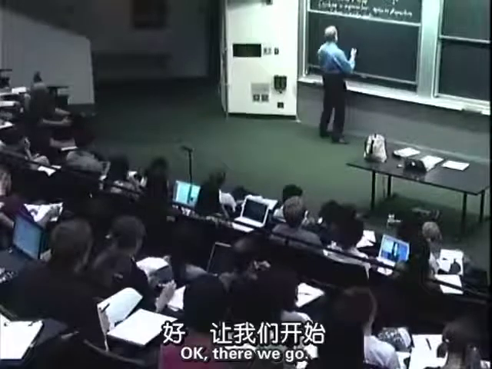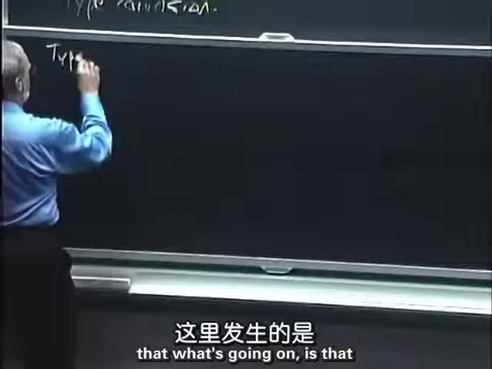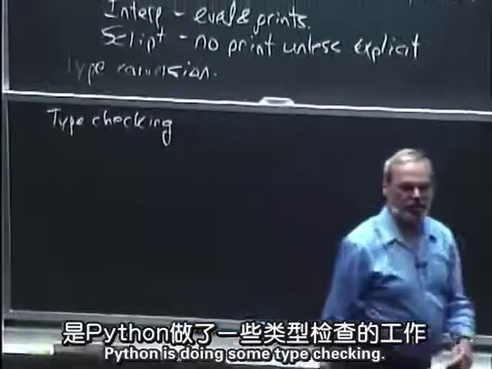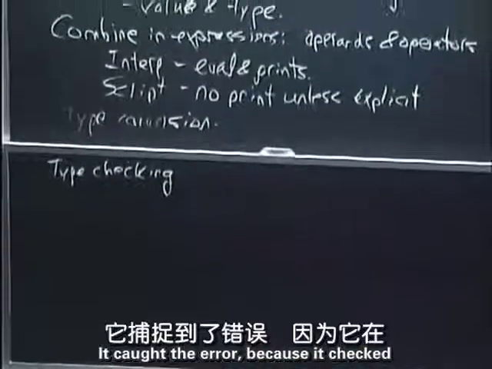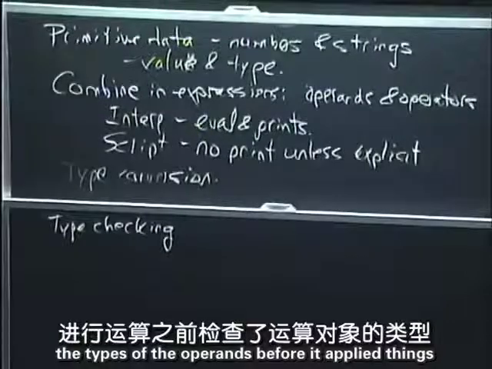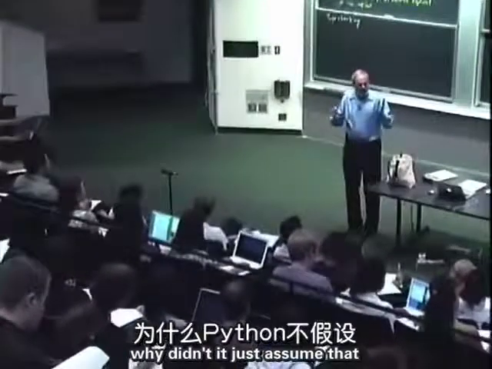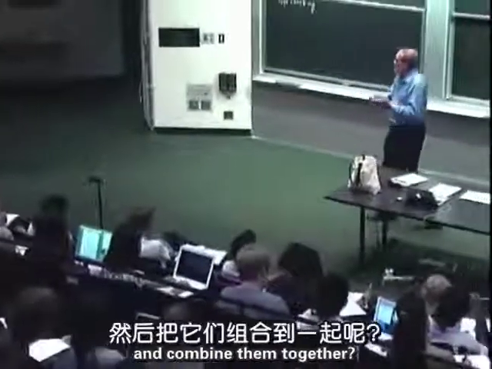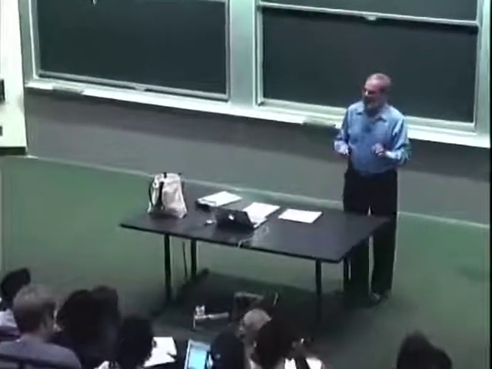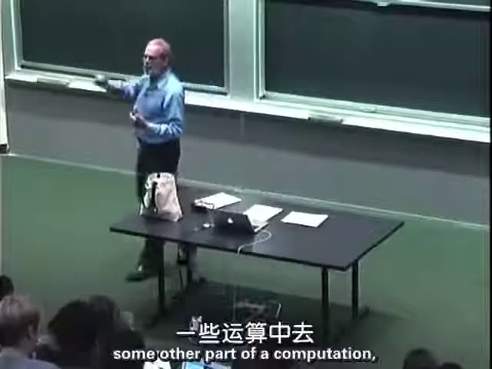Yes, indeed. Okay, there we go. The second thing I want to highlight is that what's going on is that Python is doing some type checking. It caught the error because it checked the types of the operands before it applied things. And it says, I'm going to stop. Now, you might have said, gee, why didn't it just assume that I wanted to, in fact, treat these as strings and combine them together? Sounds like a reasonable thing to do. But it's a dangerous thing. Because in doing that, Python would then have a value that it could pass on into some other part of a computation.